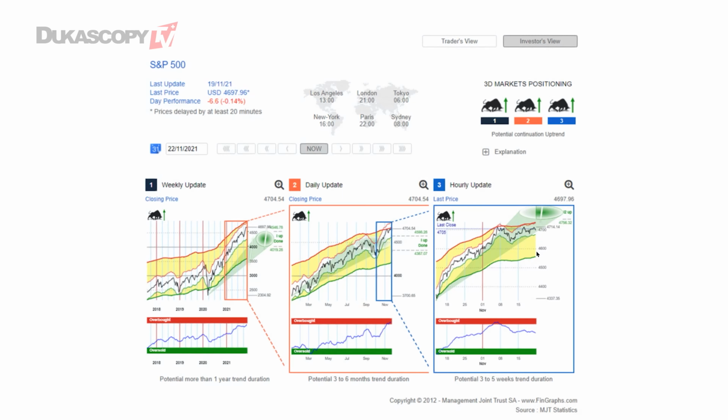You know our traditional visual on fingraphs.com with three frequencies, the weekly, the daily, and the hourly update. And with our trend analysis, which in this case is still bullish on all three frequencies, as well as our risk-reward analysis using our envelopes, as well as our target system, and our risk index, which gives us a sense of market risk, going from oversold to overbought.